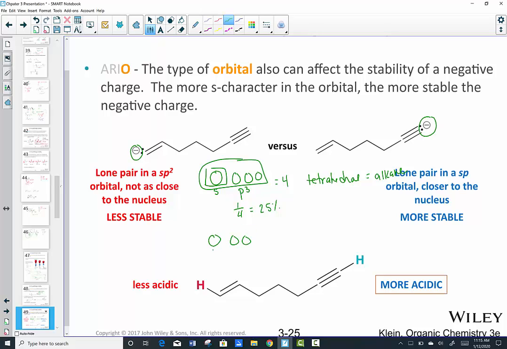And of course, the alkyne is simply an sp orbital, right? sp is an alkyne. There are only 2 orbitals in a linear sp. This is the linear alkyne, 180 degrees. So 50% of the orbitals in a linear molecule are s character. As the s character in the orbital increases, the more stable the negative charge. An alkyne is 50% s configuration. The other 50% comes from a p. It's the most stable conjugate base of the acids.